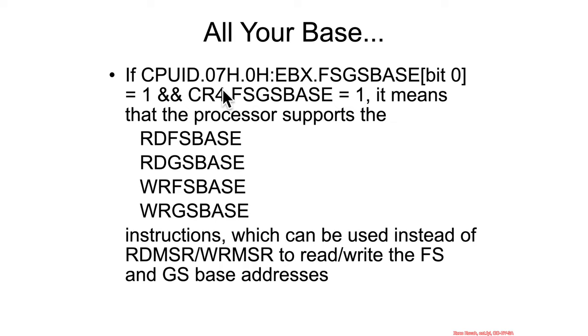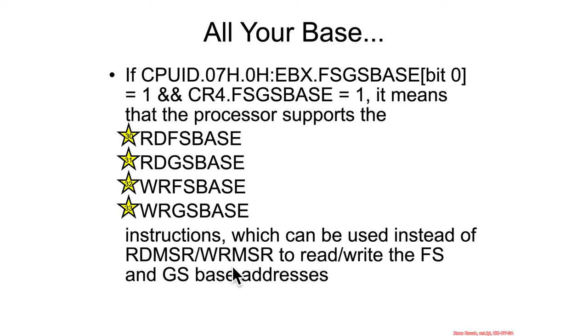So if CPUID with an input of 7 in EAX and 0 in ECX returns an EBX with the FSGSBASE bit 0 set to 1, and CR4 has the FSGSBASE bit set to 1, it means that the processor supports the following four new assembly instructions: read FS base, write FS base, read GS base, and write GS base. These are instructions which, as you can see, are now all user space things. So all of a sudden you can start reading from and writing to the FS and GS base MSRs without having to use the read MSR and write MSR instructions, which were ring zero only.